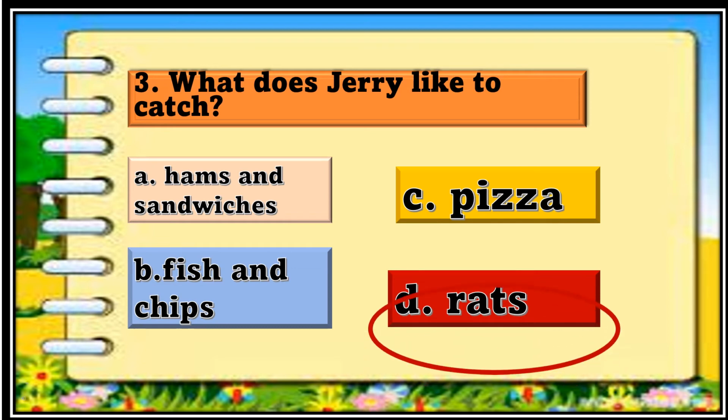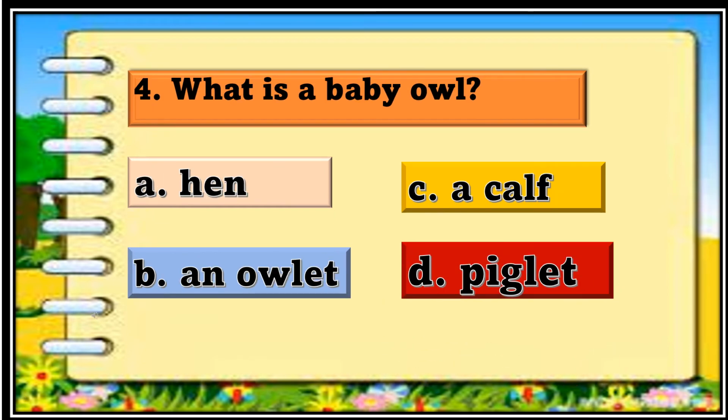Rats. Number 4 question. What is a baby owl? A. Hen, B. An owlet, C. A calf, or D. A piglet? The correct answer is letter B, an owlet.